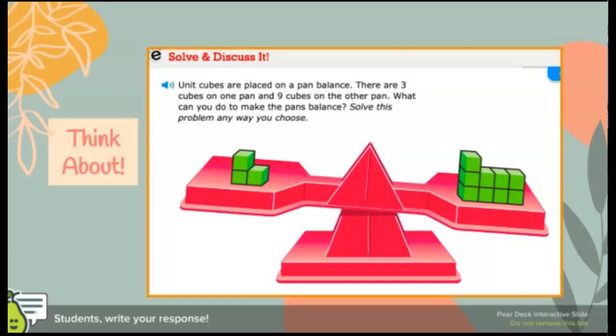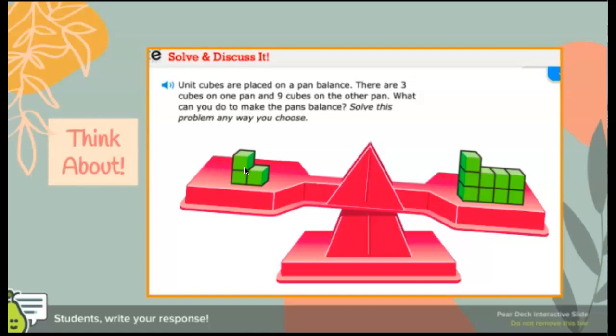I did the same thing as Hareen, except I didn't take all of them off. I just transferred 3 from the right pan to the left pan, so they both have 6. That is another way, a very good one too. Omar, would you like to add something?